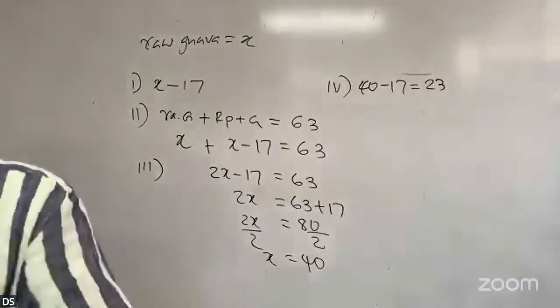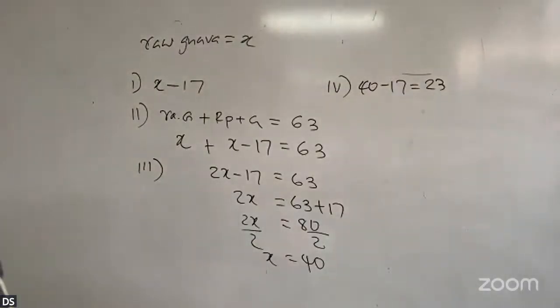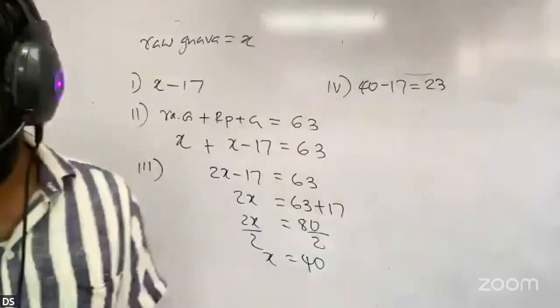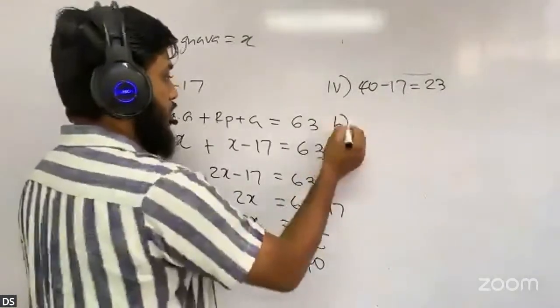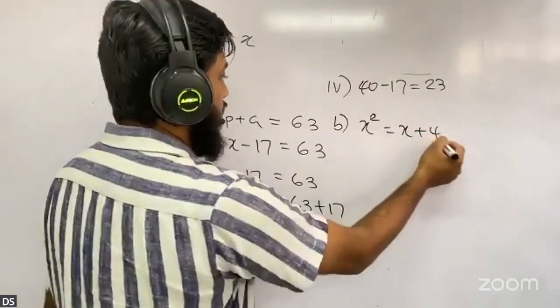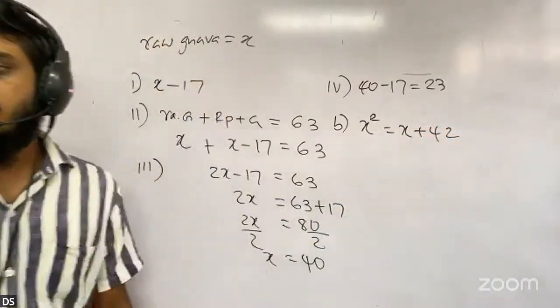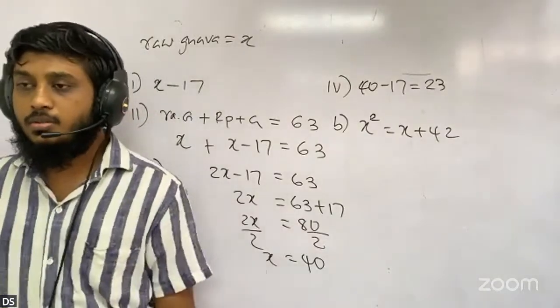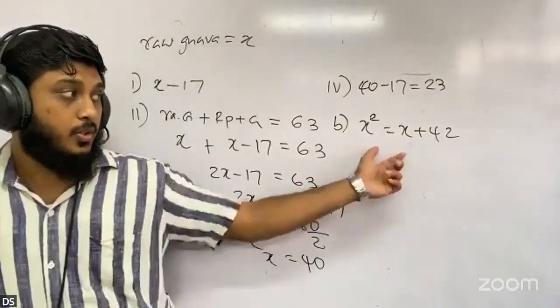Solve the following quadratic equation they have given. x squared equals x plus 42. So that is a separate part, the B part. x squared equals x plus 42. But what does a quadratic equation mean? A quadratic equation should be equal to what? 0. Very good. So it should be equal to 0. Now this is x squared equals x plus 42.